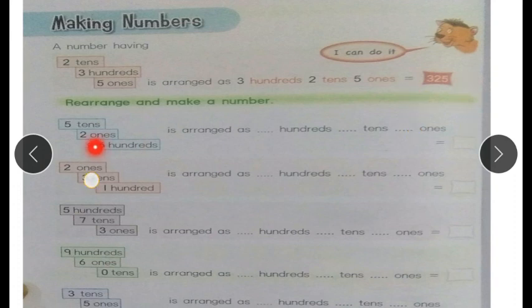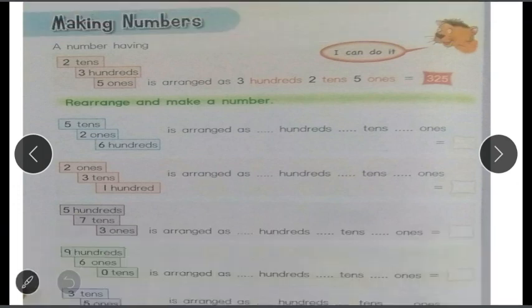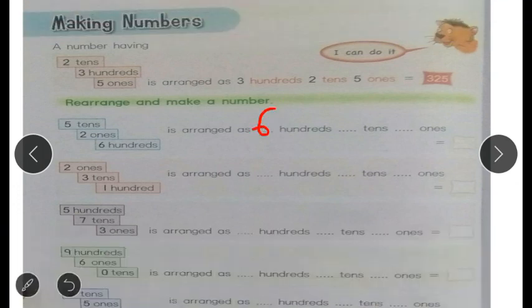So here also you have to rearrange the number, as 5 tens is written here. That is wrong. So first of all you have to write 600s in this blank. Then 5 tens and 2 ones. Got it, children? So you have to rearrange all these numbers. Here 2 ones, so 2 should be in ones place, 3 tens, 100s.